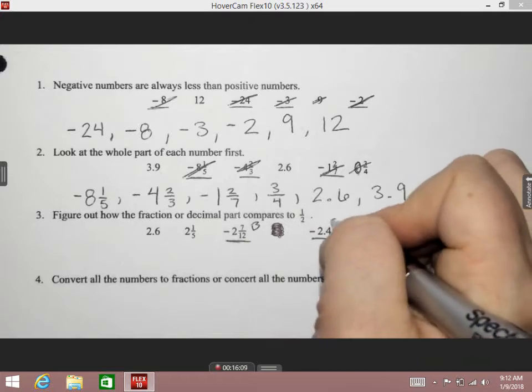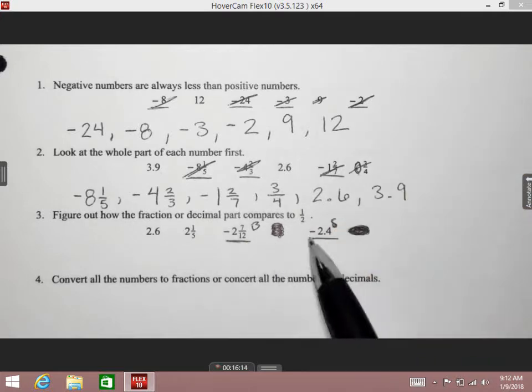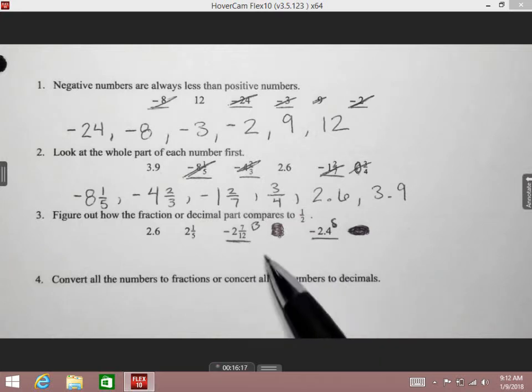So here's a question. When we're talking about our negatives, to pick the least number, do I pick the smallest number or the biggest number? The biggest, because negatives are opposites, right? So to pick the least number, we're going to pick the biggest. So which one's going to go first?